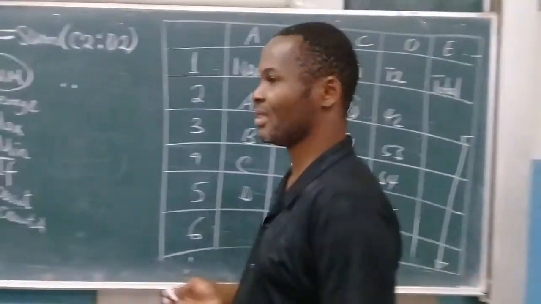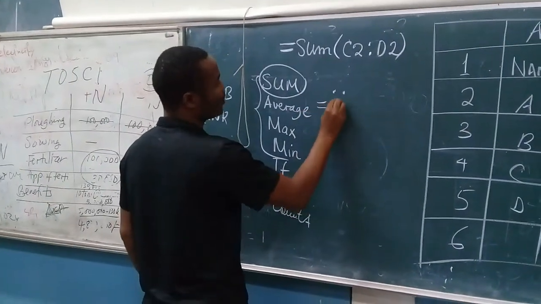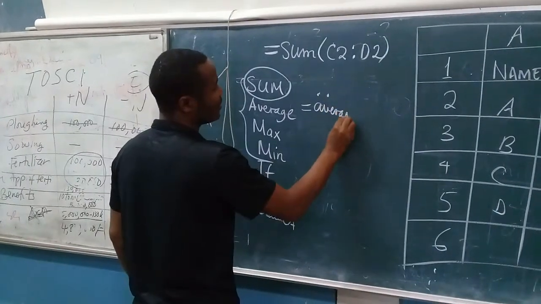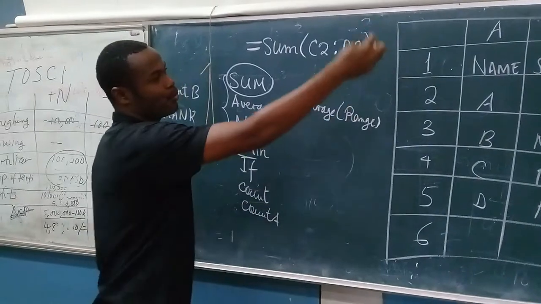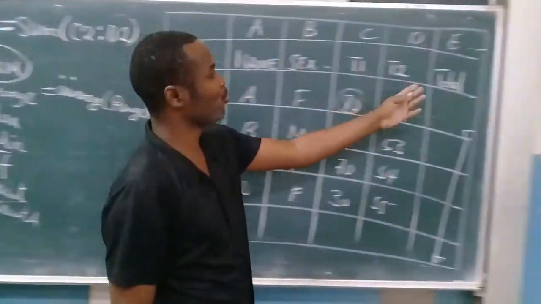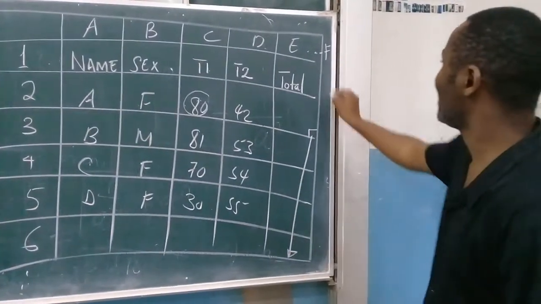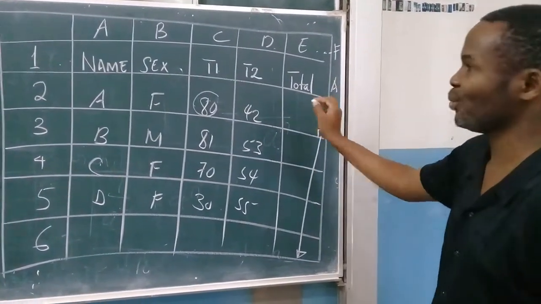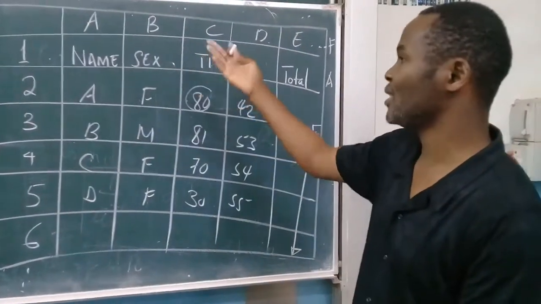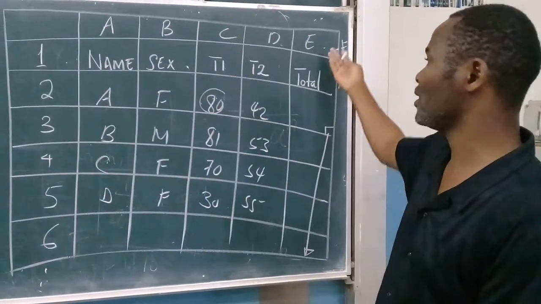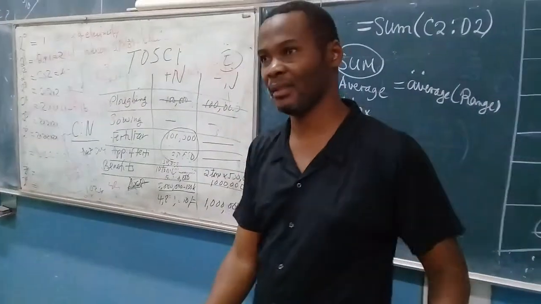Now for average, it is the same. You do the same thing, but instead of the word sum, you put average and then the required range. Once you are done, you drag as normal. So if E2 was the total marks and you want this cell to contain the average, you would do the same. Put the equal sign, put the average function, and then for our case it would be C2 colon D2, and then drag down. The average of the other students will be displayed automatically.